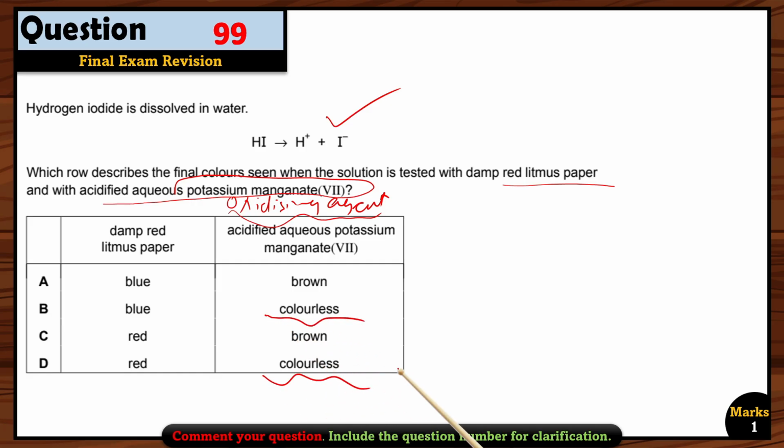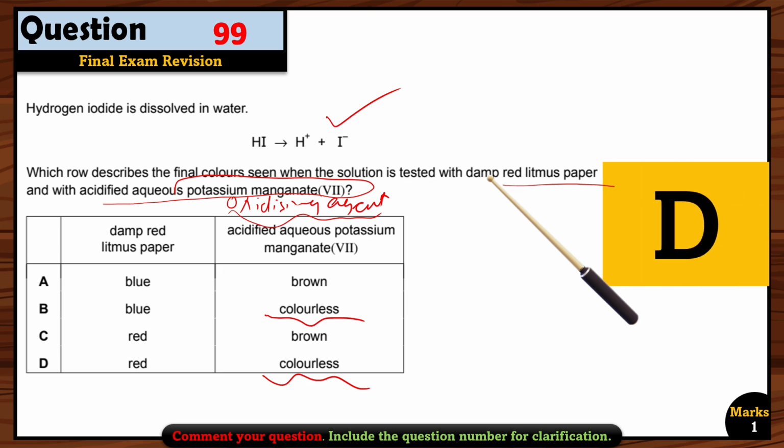Then, which row describes the final color when the solution is tested with damp red litmus paper? It is an acidic solution, HI. So of course the litmus paper will remain red. Okay, so that's why option D is the right option. The litmus paper will remain red because the hydrogen iodide is actually acidic in nature. So that's why option D is the right option.